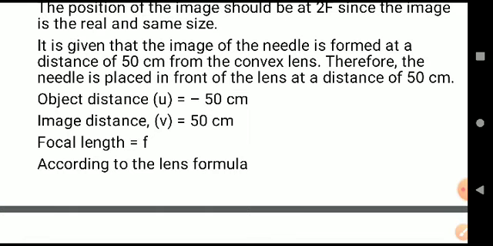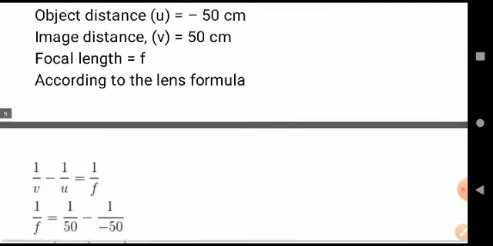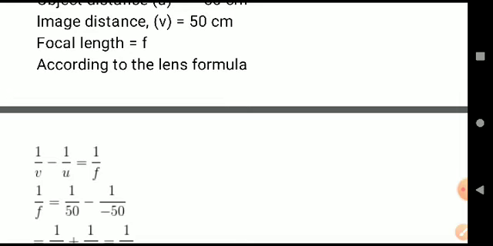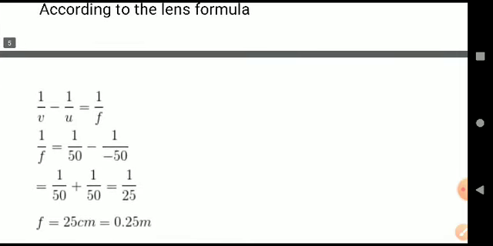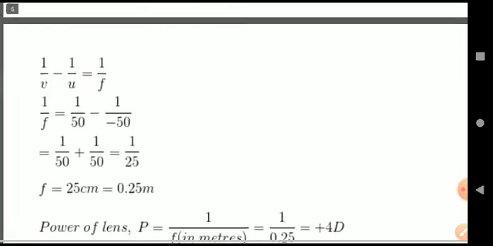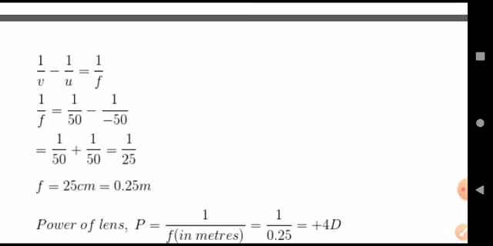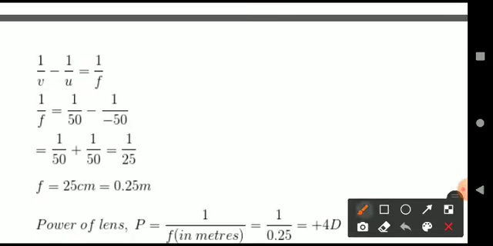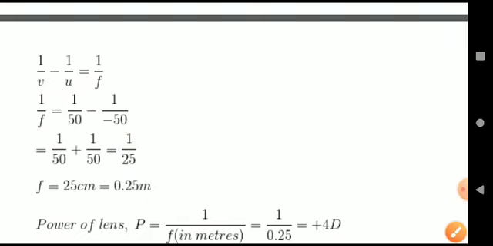f. Now according to the lens formula, we have 1 by v minus 1 by u is equals to 1 by f. So 1 by f is equals to 1 by 50 minus 1 by minus 50, because u is minus 50. So we are getting value of 1 by f equals to 1 by 25. So f is equals to 0.25 meter, right?